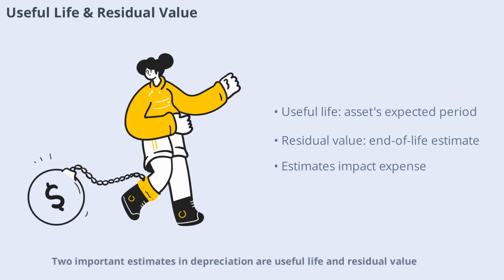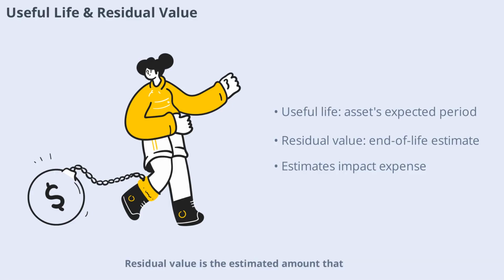Two important estimates in depreciation are useful life and residual value. Useful life is the period over which an asset is expected to be available for use by an entity. Residual value is the estimated amount that an entity would currently obtain from disposal, after deducting estimated costs of disposal, if the asset were already of the age and in the condition expected at the end of its useful life. These estimates require judgment and can significantly impact the depreciation expense recognized each year. Regular review of these estimates is necessary to ensure they remain appropriate as circumstances change.